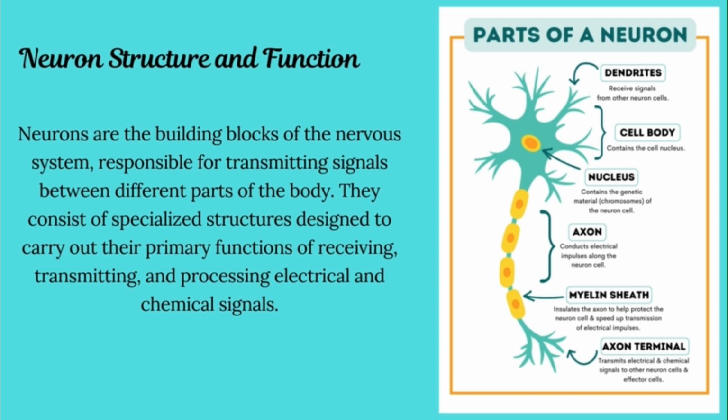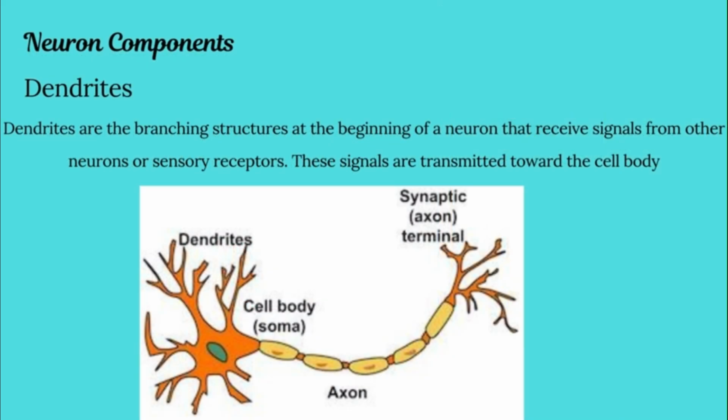They consist of specialized structures designed to carry out their primary functions of receiving, transmitting, and processing electrical and chemical signals. Neuron components. Dendrites. Dendrites are the branching structures at the beginning of a neuron that receive signals from other neurons or sensory receptors. These signals are transmitted toward the cell body.